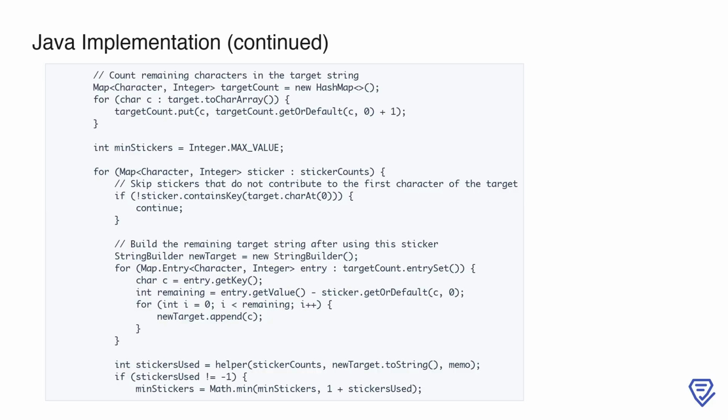After constructing the new target, we make a recursive call to the helper method to determine the number of stickers required for this new target. If the recursive call returns a valid result, we update minStickers to the smaller value between its current value and 1 plus stickers used, where the additional 1 accounts for the current sticker.